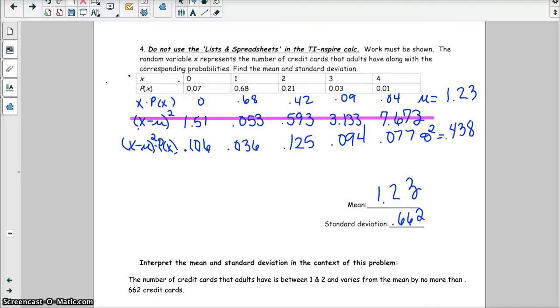In this video tutorial, I'm going to show you how to use your TI Nspire calculator to calculate the mean, variance, and standard deviation of discrete probabilities. So in class today, we calculated the mean, variance, and standard deviation of the number of credit cards that adults have using this information. We've already done this by hand, so now I'm going to show you how to do this on your calculator.